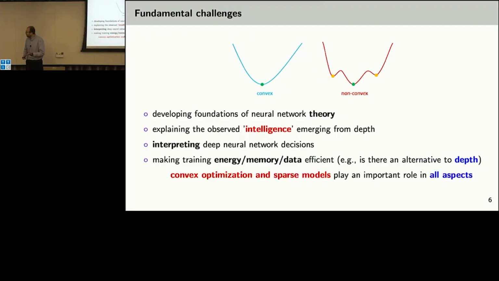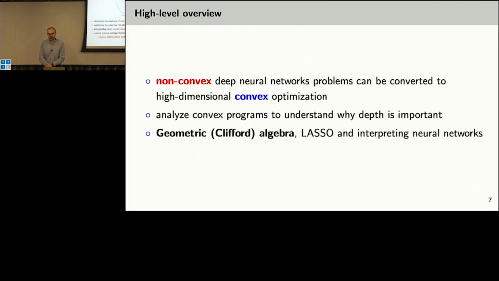Today I will try to argue that convex optimization, and especially sparse models like Lasso, play an important role in all these aspects, which I find a bit surprising because the problem is non-convex, although I will talk about convex optimization. So here's a high-level overview. I'll first show you that some non-convex problems can be converted to high-dimensional convex optimization. In fact, exactly. And we will analyze these big convex problems to understand what the neural networks are trying to do. It will result in a different algebra called geometric algebra, and we will have Lasso models, and we will look at an interpretation of neural network inner operations.